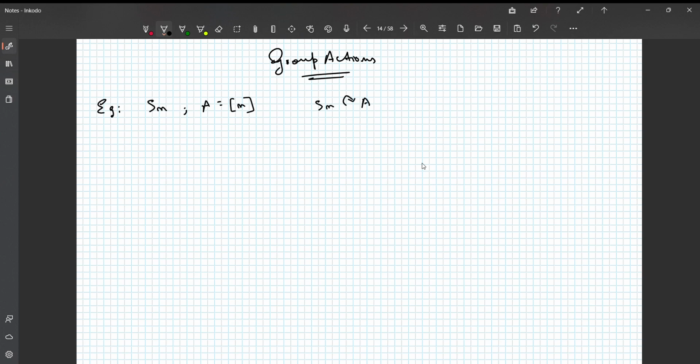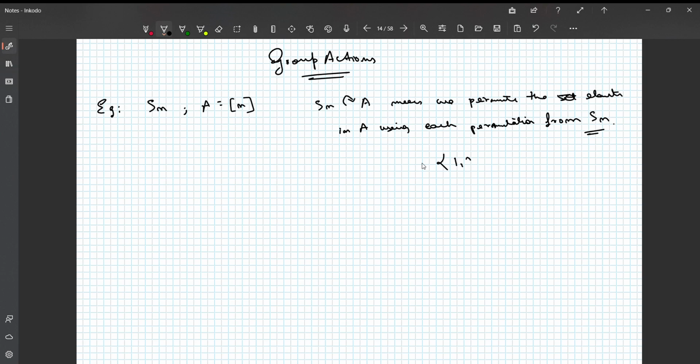Sn acting on A, in a very literal sense, means we permute the elements in A using each permutation from Sn, right?